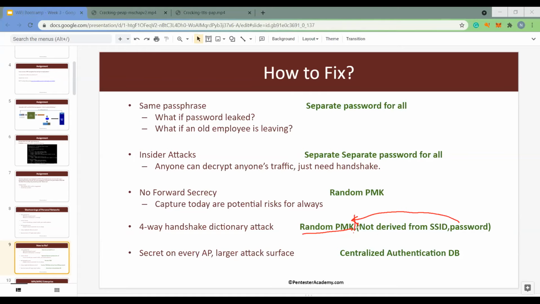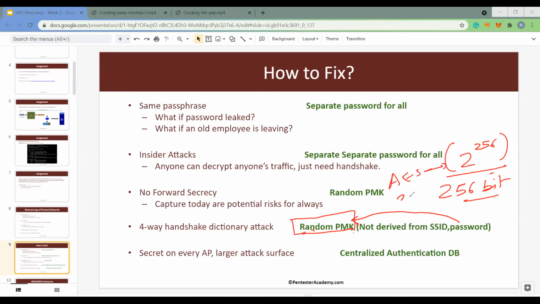However, if our PMK is random, we cannot actually run a dictionary attack on it. I mean we can try, but it will be very difficult to actually get it right because of the degree of randomness, right? Your PMK is a 256-bit key. Now think, if you have a 256-bit string which is pretty random, you have 2 raised to the power 256 combinations, right? This security is the same as AES-256, and this is kind of unbreakable for now. So if you have that kind of security, the issue of dictionary attack will actually go away.